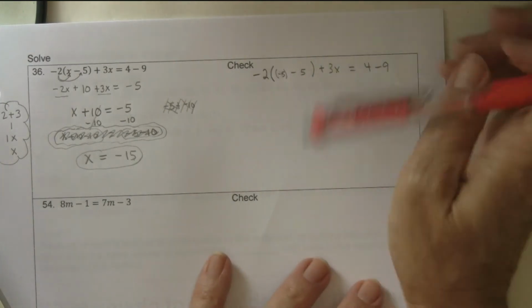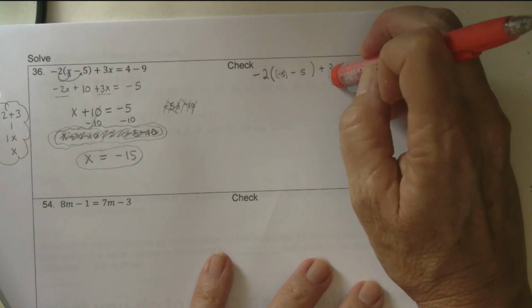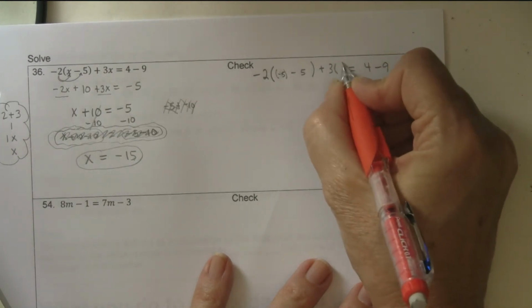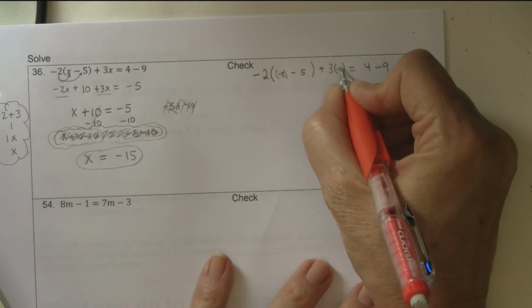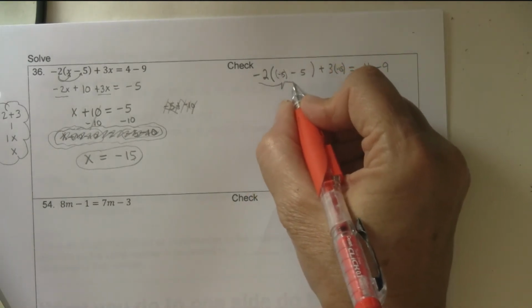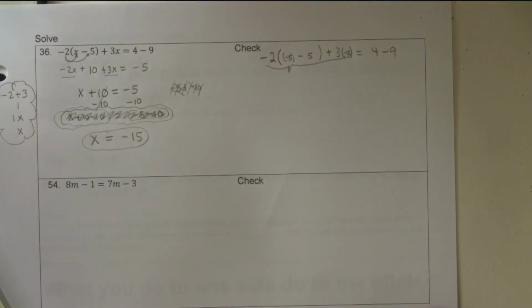And same here, I have x. If I had more x's, I would be doing more substituting. So you put your parentheses where you had x and put inside the parentheses negative 15. And then you could put this in your calculator just like you saw it if you wanted.